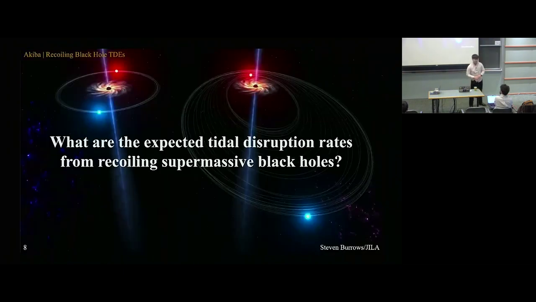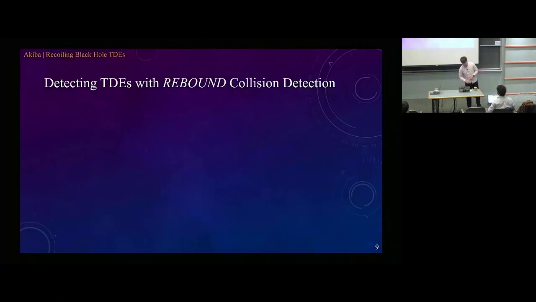Okay, so I just walked you through essentially the formation mechanism of eccentric disks. But what does that have to do with tidal disruption events? And what are some of the expected tidal disruption event rates that you can get from these recoiling supermassive black holes once you form this eccentric disk?